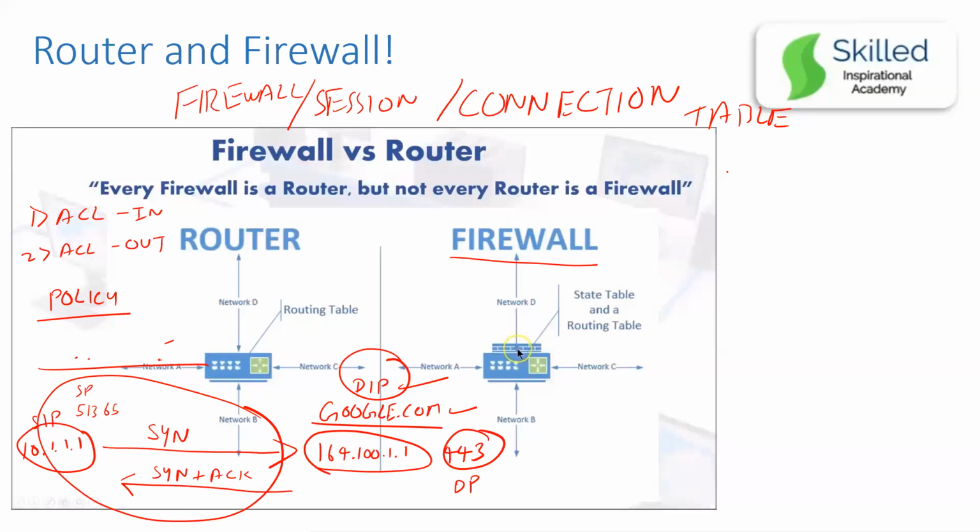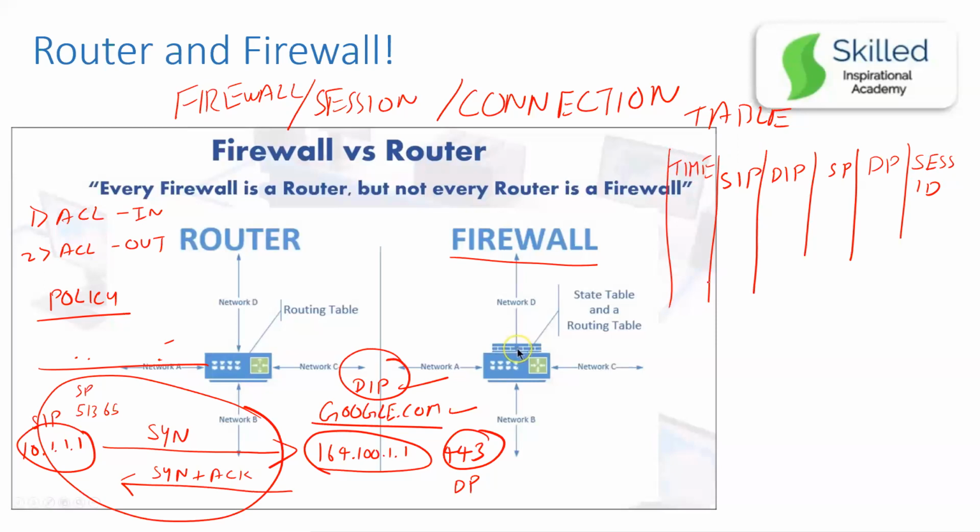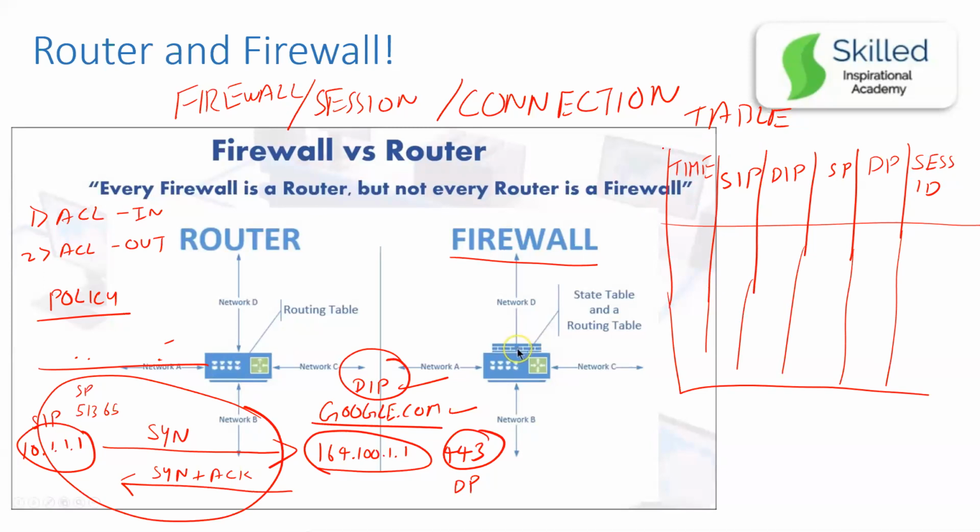What? See, a session table is source IP, destination IP, source port, destination port, and then we have something which is called the session ID. Okay, and we also have something which is called time, or a timestamp. Now, all this information is collectively called the session table.